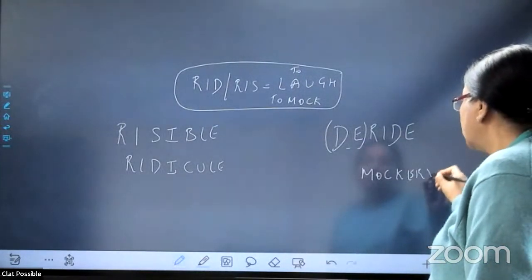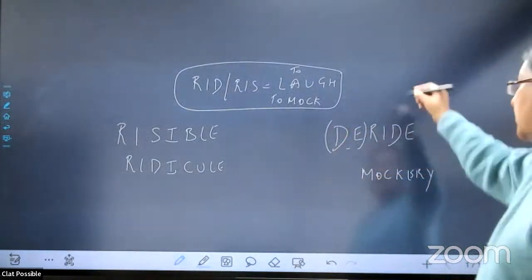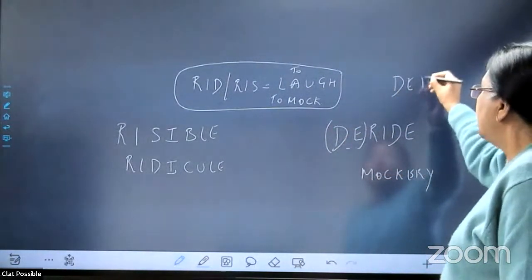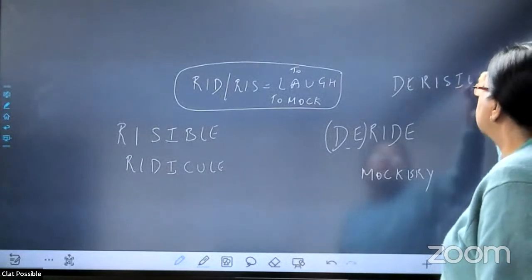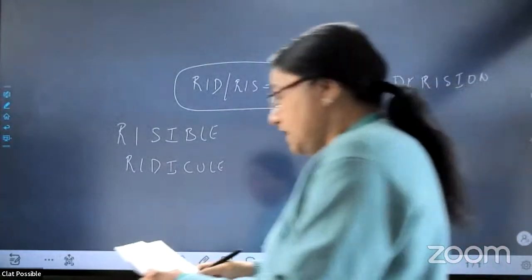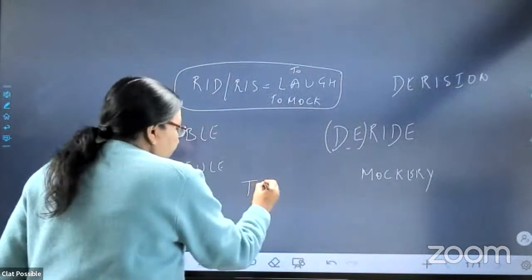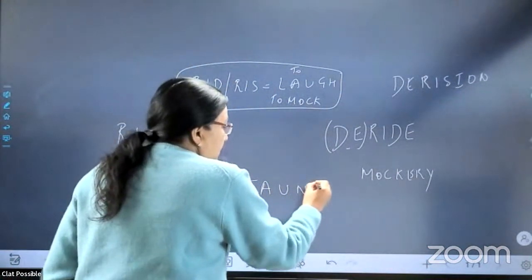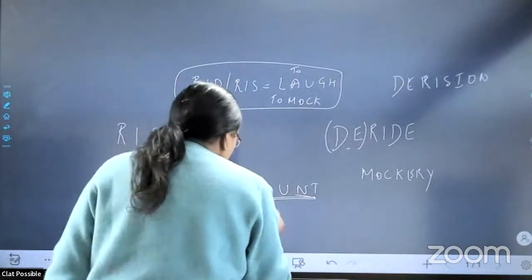So the author mocks. He is risible. And the noun form will be one: if he is risible, then derision, derisive. The author's tone is derisive. He's making fun of something. He's laughing. Now this is taunt. You will understand everything from taunt. Taunt.